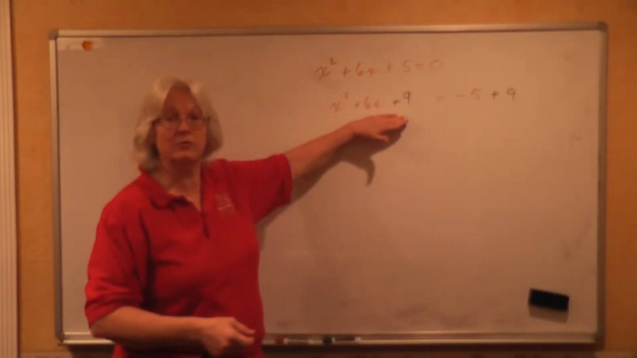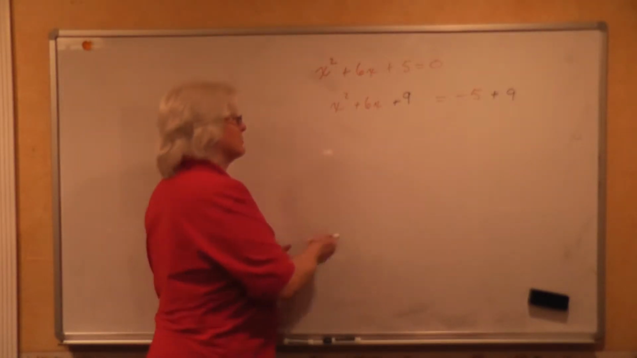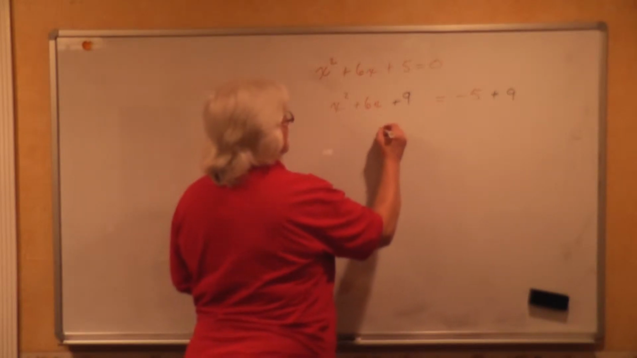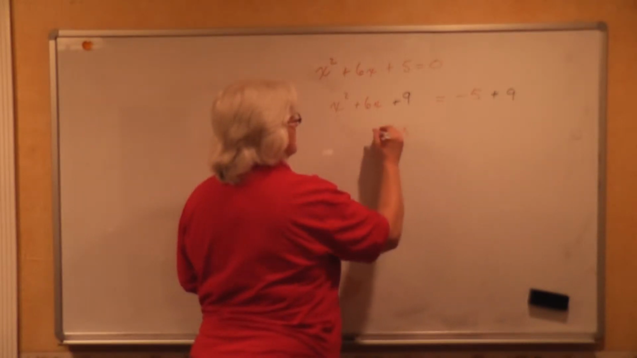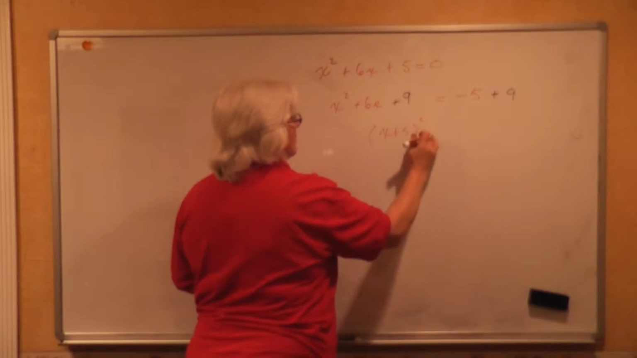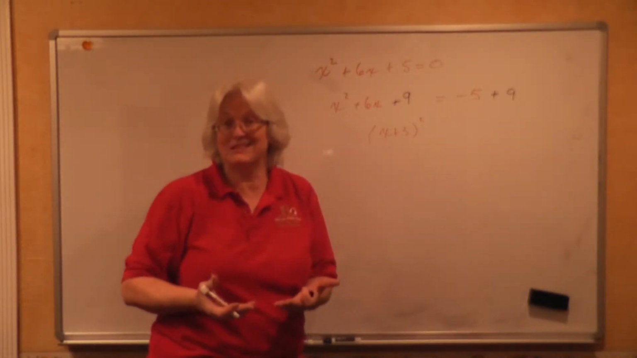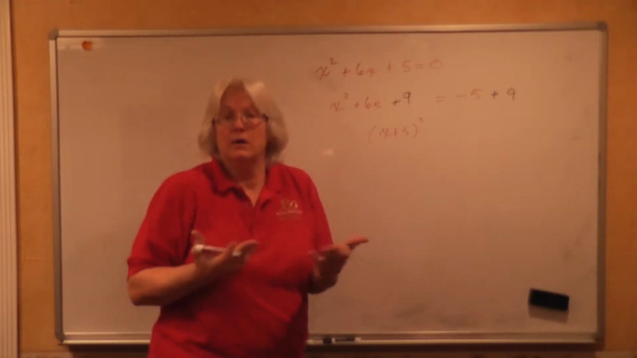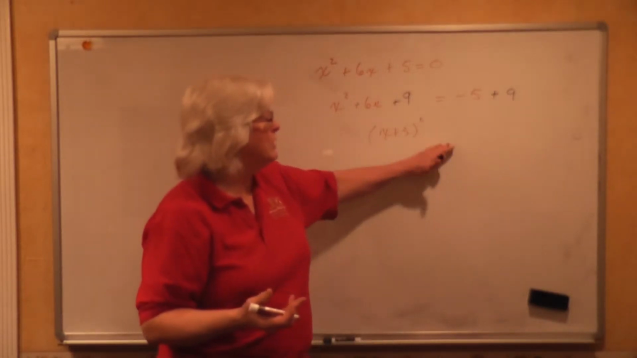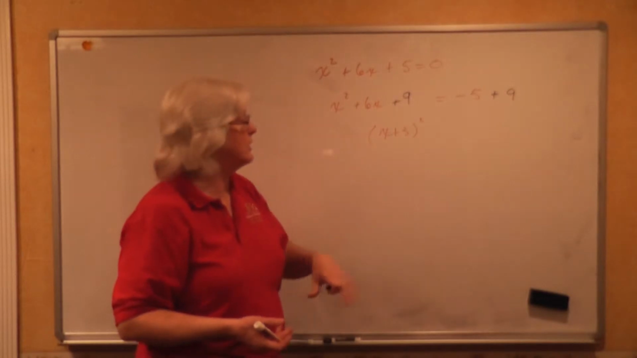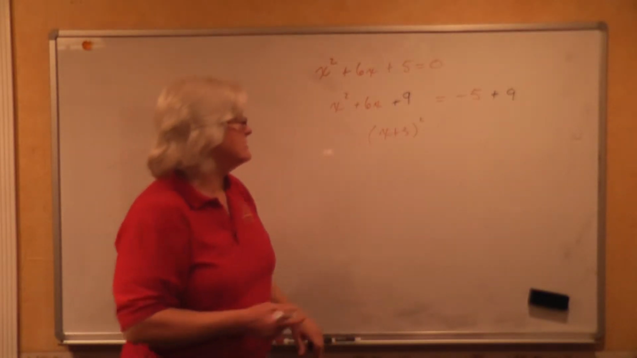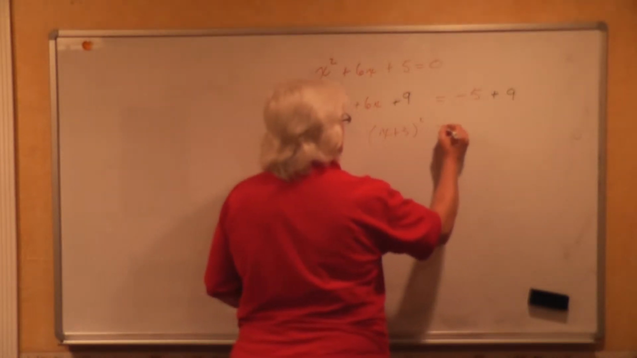We now have a perfect square trinomial that factors into x plus 3, the quantity squared. And if you do not know how to factor perfect square trinomials, as I said in the last video, you have to learn or you will not be able to complete the square. Quantity x plus 3 squared is equal to 4.